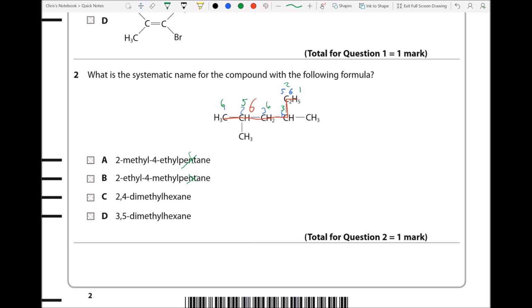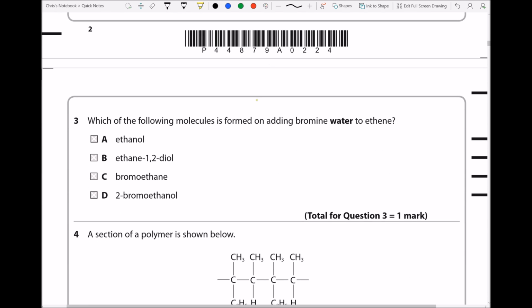Okay, so let's get rid of that, so it's not going to cause too much confusion. Okay, so the answer to this one is C. Okay, right, next question. So this is question 3.